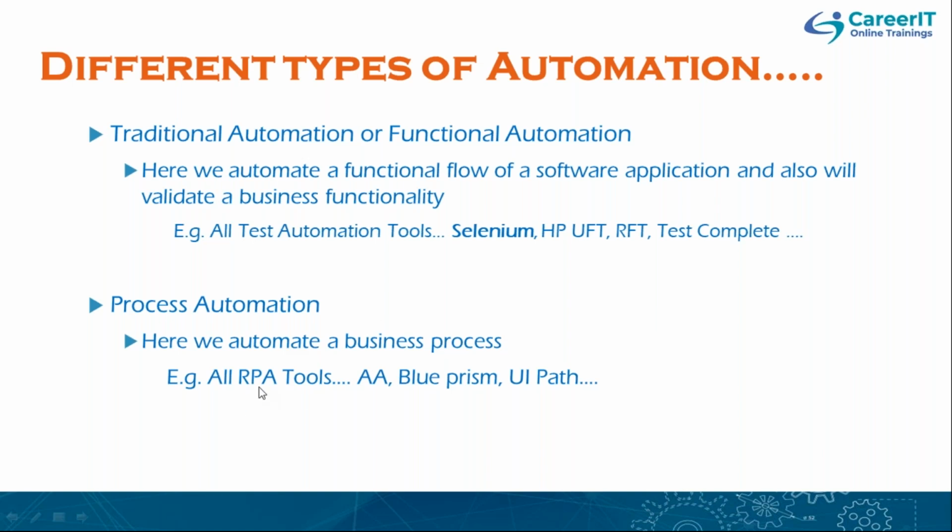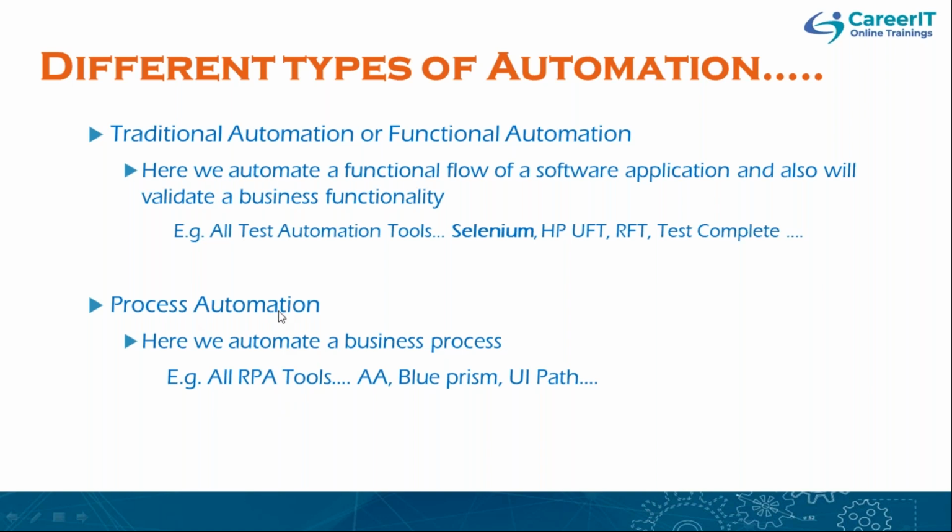If you look in the market, there are RPA tools to do these kinds of automation. That is nothing but robotic process automation. There are tools like Automation Anywhere, Blue Prism, UiPath, WorkFusion, and Assistage. Okay, this is just evolving, guys.